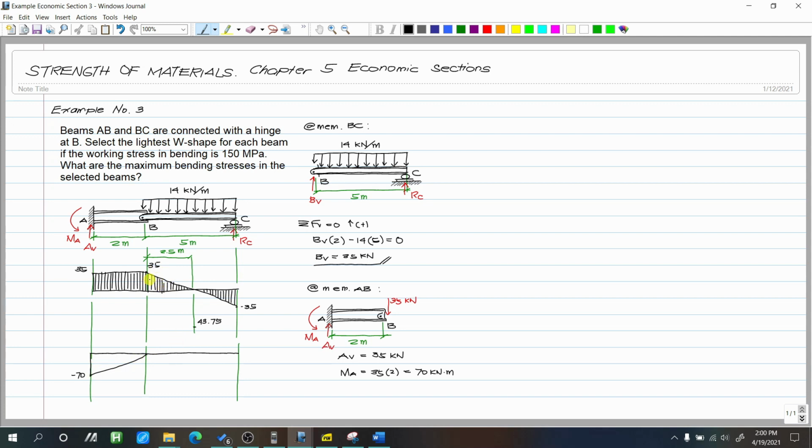This is what? Positive decreasing. So, if you have memorized it, positive decreasing is when it looks like this. Okay? Then, this is what? Negative increasing. So, this is our moment diagram.